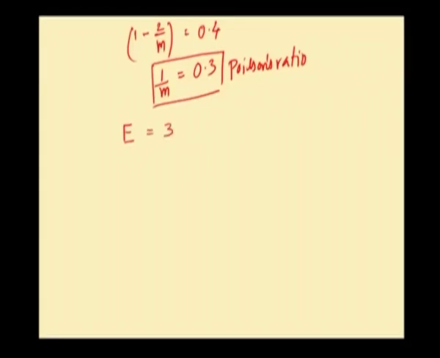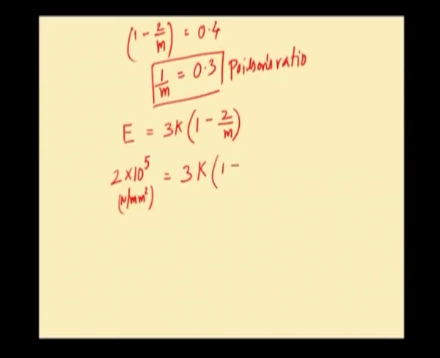E is equal to 3k into 1 minus 2 by M. So, we know the value of E is 2 into 10 power 5, which is in Newton per millimeter square, which is equal to 3k. K is the bulk modulus, which we need to find out now. 3k into 1 minus 2 by M. 1 by M is 0.3. So, 2 by M will be equal to 0.6. Simplifying this, the bulk modulus K will be coming as 1.66 into 10 power 5 Newton per millimeter square.